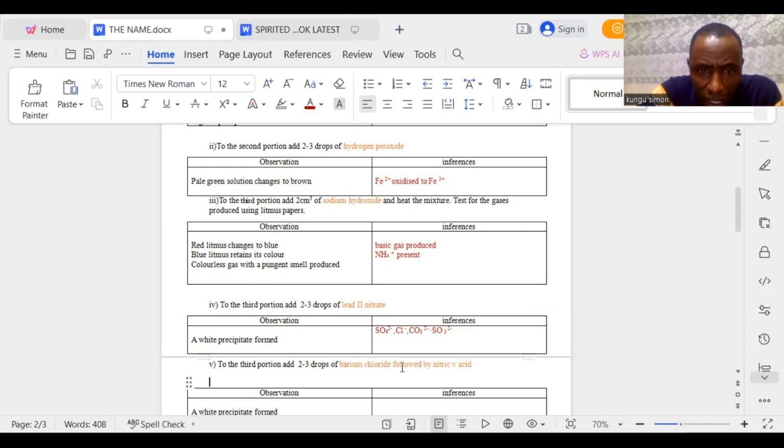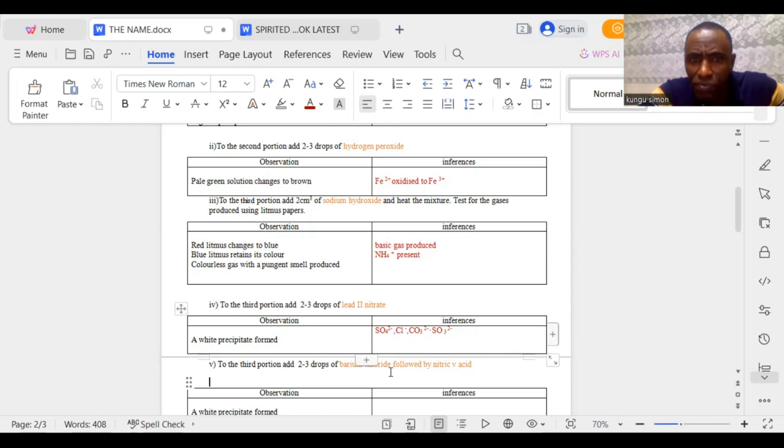Now, here we have 2 reagents. Barium chloride can form a precipitate with sulfate, carbonate, and sulfite, but cannot form a precipitate with the chloride ion. So by the time we are using this, sometimes we can eliminate chloride ions, or you can even use it to identify chloride ions. But what about the addition of nitric 5 acid? Nitric 5 acid, or hydrogen ions, can react with sulfite ions and can also react with carbonate ions.